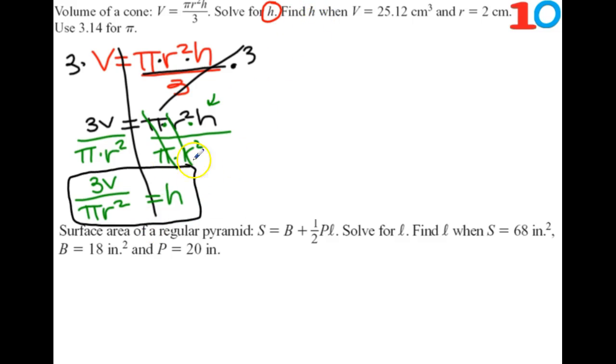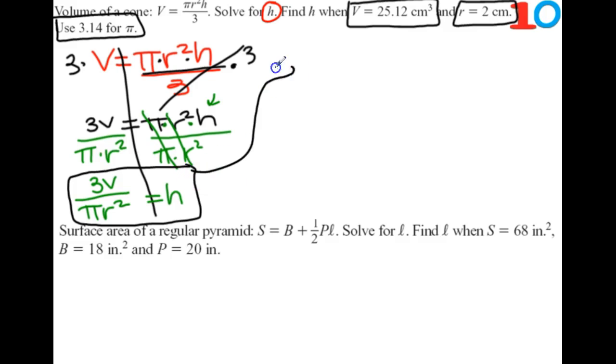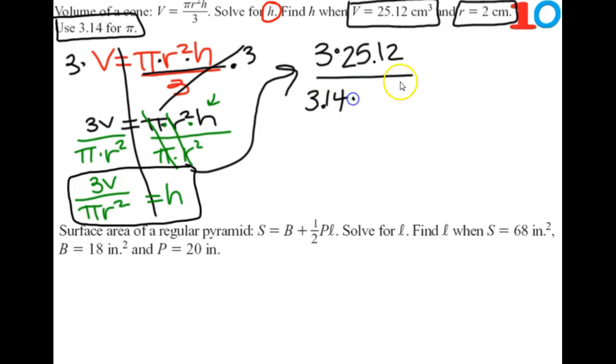Now it says find h, what the number is, when V equals 25.12, r is 2, and it says use 3.14 for pi. So I'm going to take this and plug it all in. It says 3 times V, and V is 25.12. Oops, I wrote a 4. Divided by pi, they said use 3.14, times our radius squared, and our radius is 2, so 2 squared. That will give us our height.